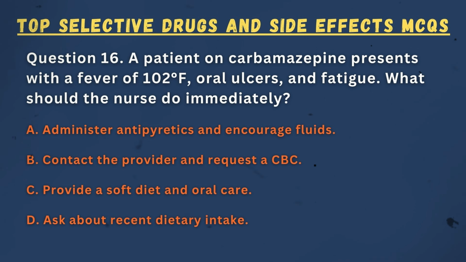Question 16. A patient on carbamazepine presents with a fever of 102 degrees Fahrenheit, oral ulcers, and fatigue. What should the nurse do immediately? A. Administer antipyretics and encourage fluids. B. Contact the provider and request a CBC. C. Provide a soft diet and oral care. D. Ask about recent dietary intake.